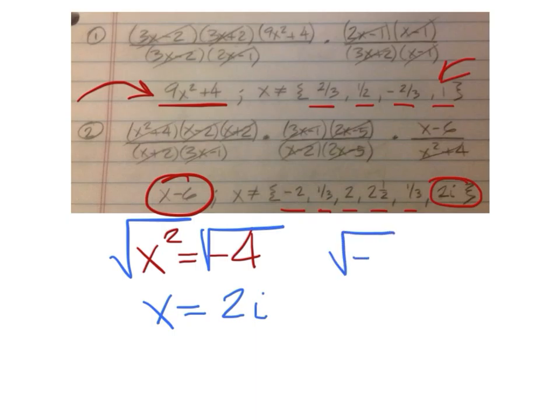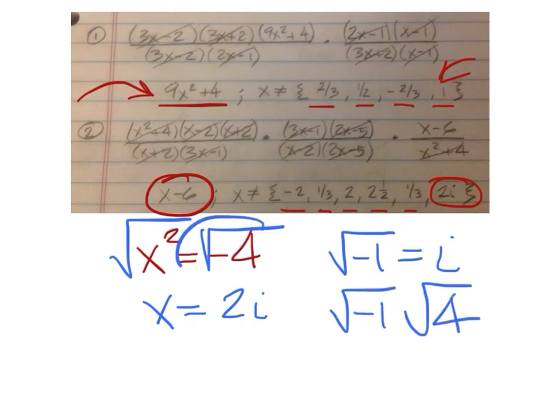That's because the square root of negative 1 equals i. Square root of negative 1 times square root of 4 is the square root of negative 4. This is an i, and that is a 2.